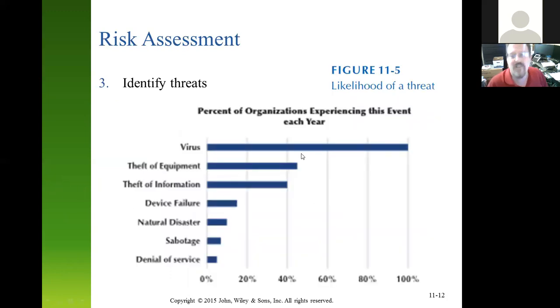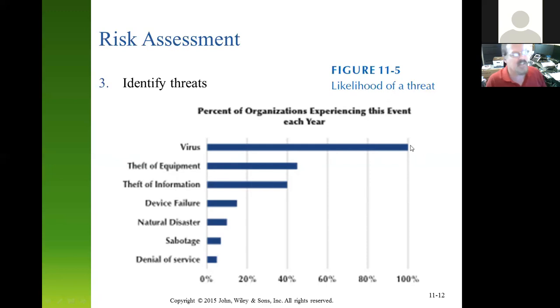Here, the likelihood of occurrence of certain threats. You'll notice that viruses is way up here. Theft of equipment, this has actually gone way down. This is an old chart. Theft of information is way, way up. So this probably, theft of information, the likelihood of that occurring should be in the 80 to 90% range now.